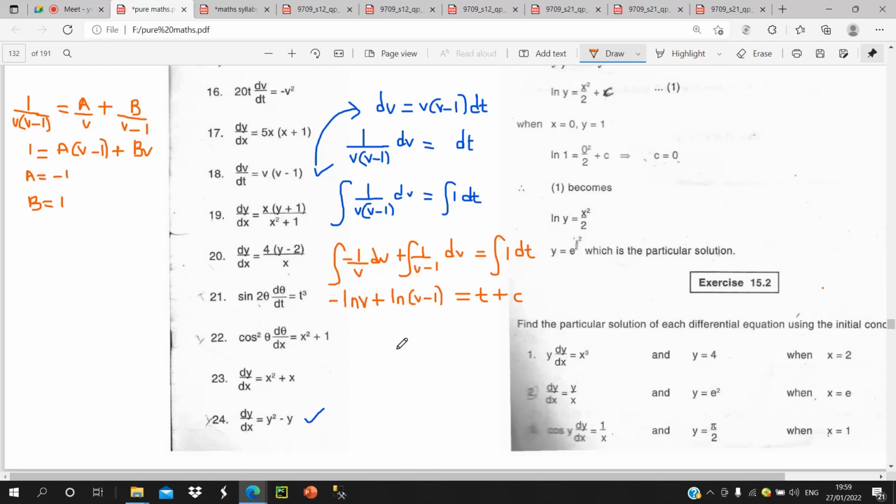And you know laws of logarithms. When you subtract logarithms, the numbers will divide each other, right? Yes. So we are now combining. We are saying this minus this. So it will be ln of (v minus 1) over v, right? Yes. Is equal to t plus c.